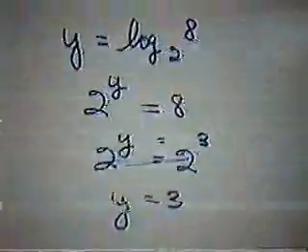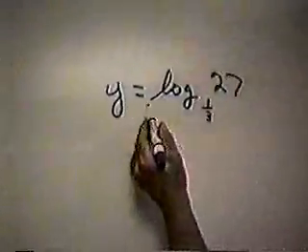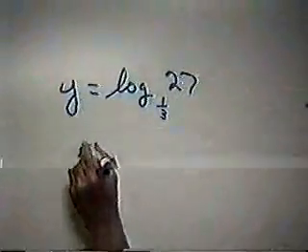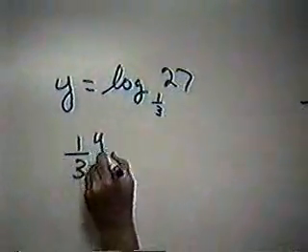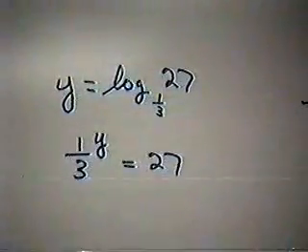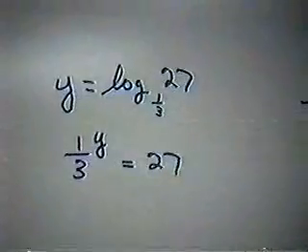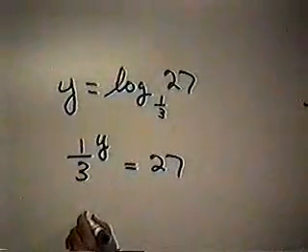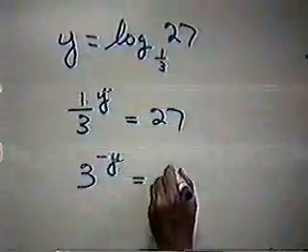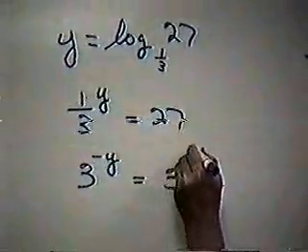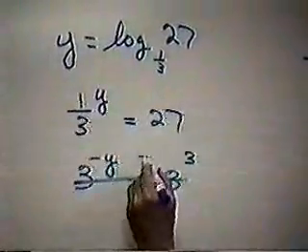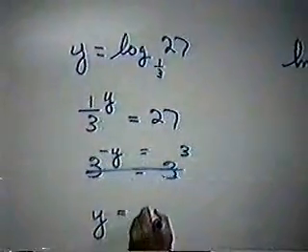All right, next one. Now the log of 27 to base 1/3. So we say 1/3 to the y power equals 27. Well, let's see. We need to change this to be the same base. So we'll move the 3 up, and that requires it to be a negative power. And we'll take the 27 and write it as 3 cubed. So we have the base the same. Read the answer: y is equal to minus 3.